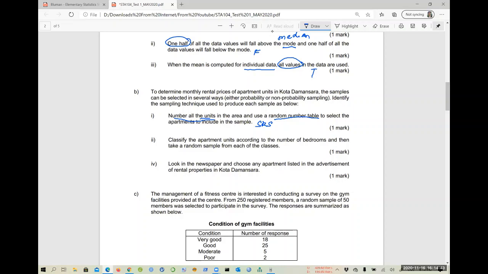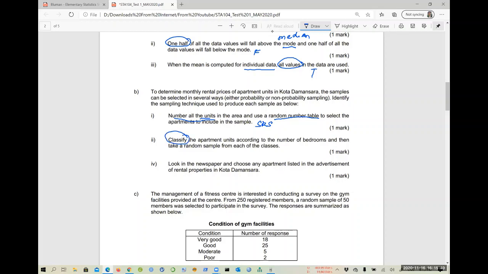SRS. The second one: classify the apartment units according to the number of bedrooms, and then take a random sample from each of the classes. Remember yesterday I mentioned that if you want to determine the sampling technique, first of all you need to identify whether there exists any grouping in the population. If there exists grouping, your answer is going to be either cluster, stratified, or multi-stage. Multi-stage only applies whenever you have a second level of grouping. In this situation, there's no second level of grouping. There exists a grouping because it says here you classify.